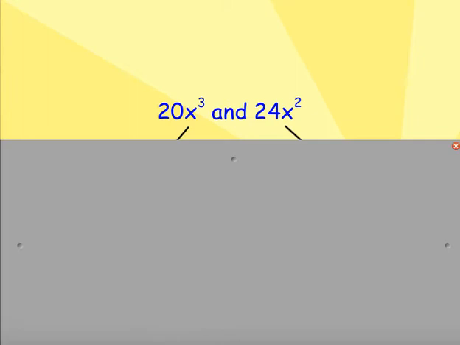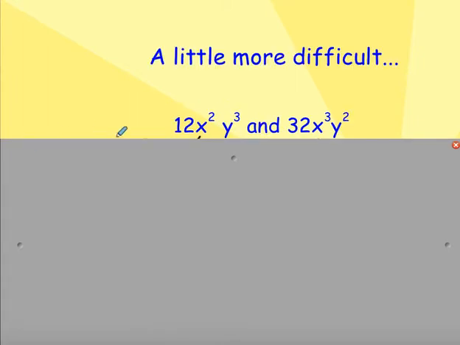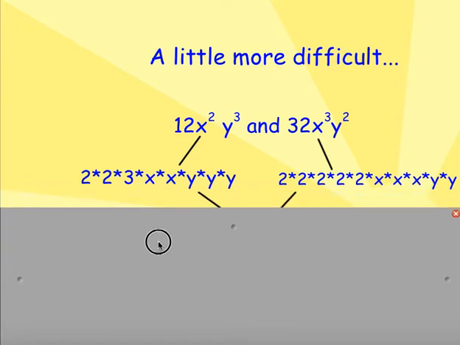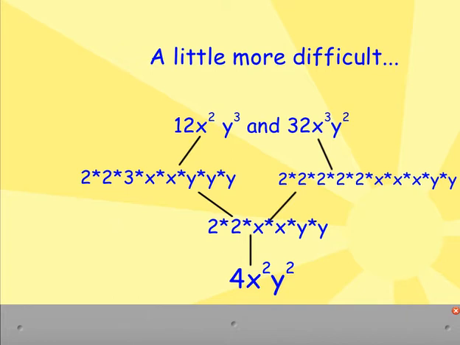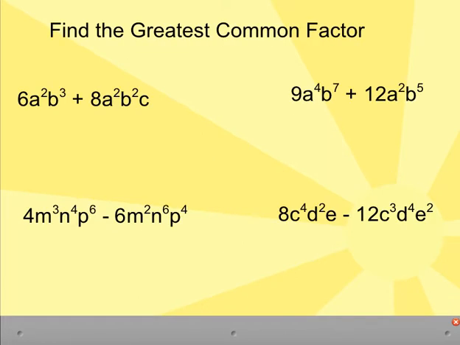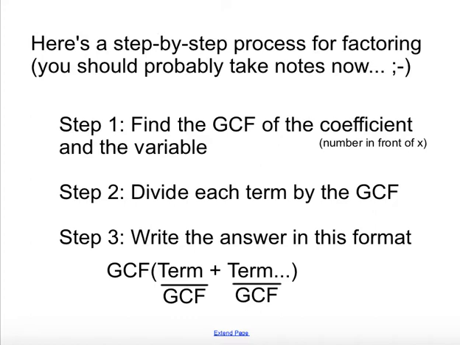All right, you can try this one on your own. And same with this one, a little bit more difficult, but we just find what they have in common, and they have 2 2's, 2 x's, 2 y's to get 4x squared. What we are leading to is the fact that we can take these monomials or polynomials, find what each term has in common, and factor. We'll go back to that page in practice, but our process for factoring is step 1, we find that greatest common factor.